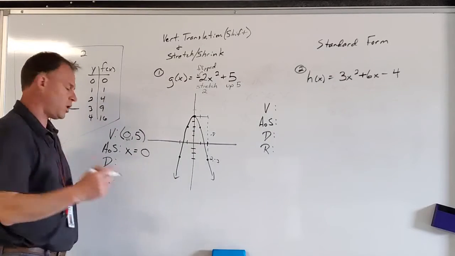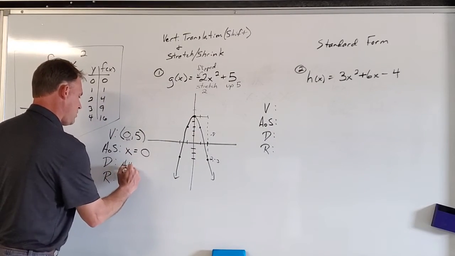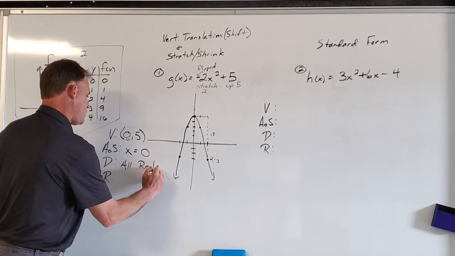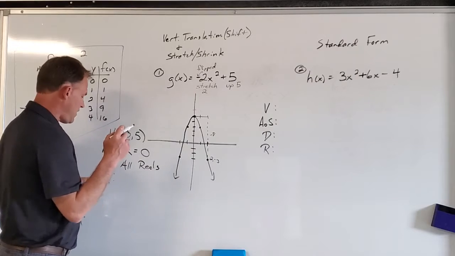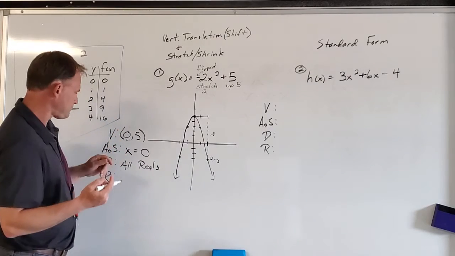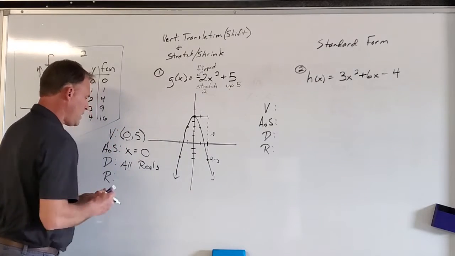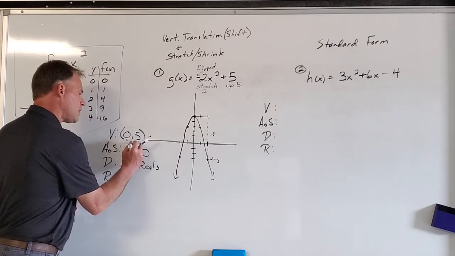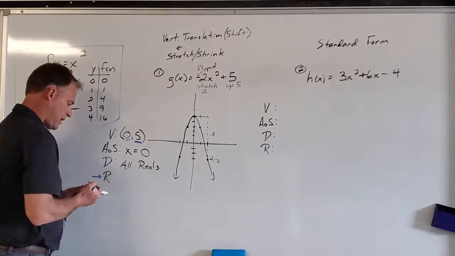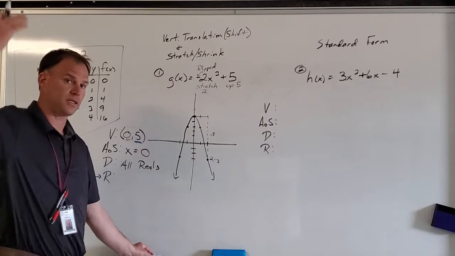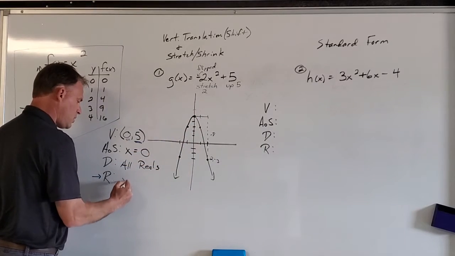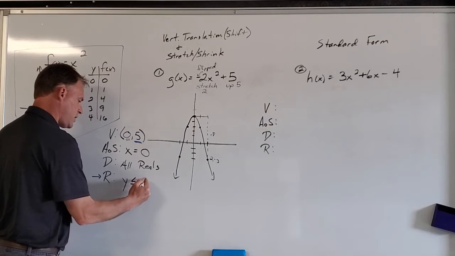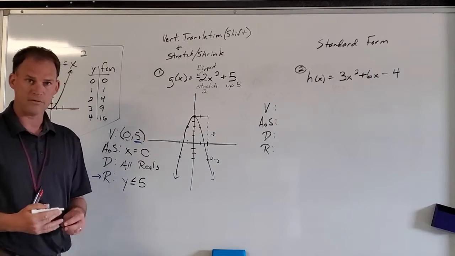Domain. Domain will always be all reals. Every time. All right? And then the range, however, I go to this number, and that tells me my range number, and then I just need to figure out is it above or below that number. So here it's at positive 5, it's everything below, so my range is less than or equal to positive 5.